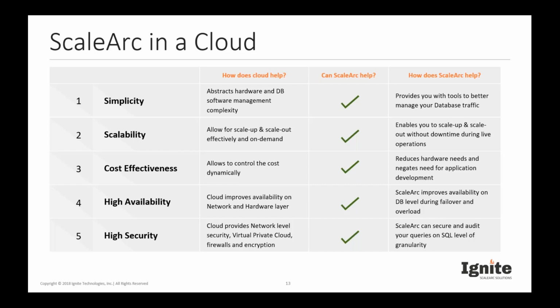If you move to the cloud for high availability, absolutely. The cloud provides you high availability on the network layer, on the server layer, on all the hardware layers, storage, and all of this. But it doesn't provide you high availability on the query level, on the database level. And this is where ScaleArc comes in. Essentially, with zero downtime, the surge queue can buffer traffic for you and provide a seamless experience through any downtime, any failovers, any failures in your system.